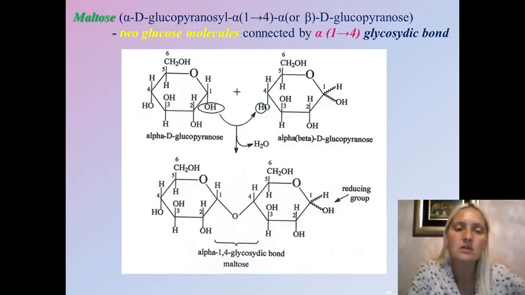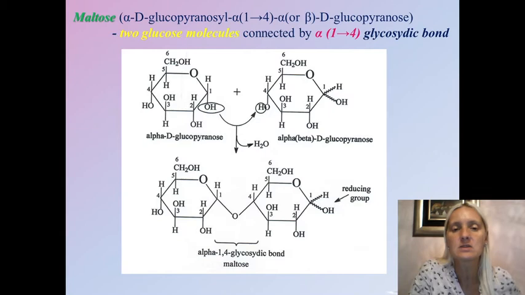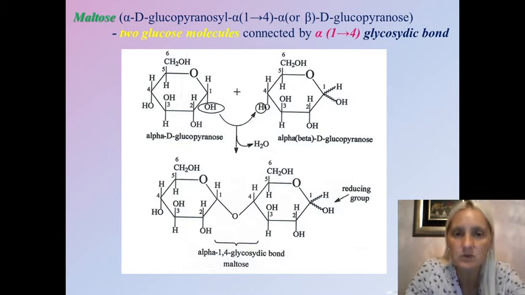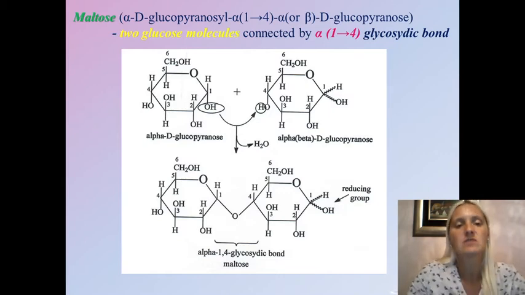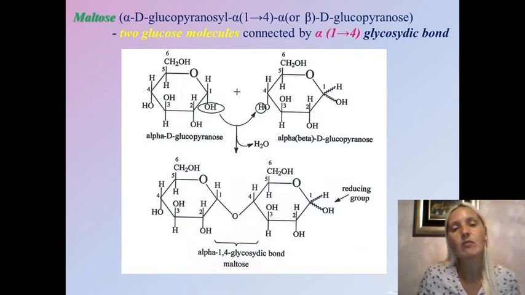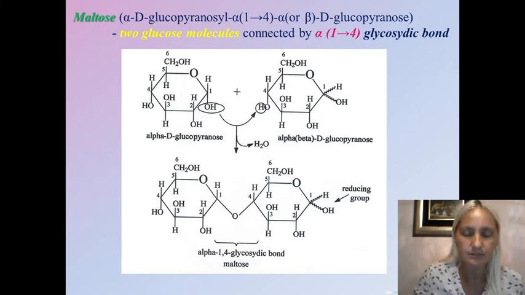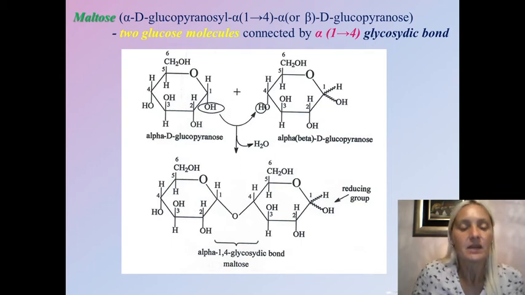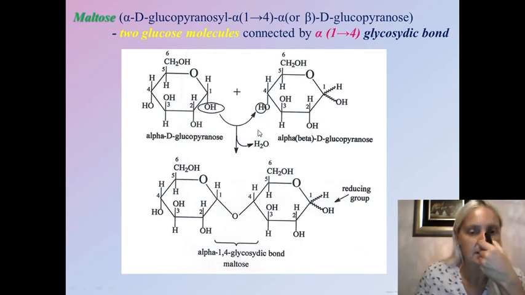So maltose, or alpha-D-glucopyranosyl-alpha-1,4-alpha or beta-D-glucopyranose, is the chemical name. It consists of 2 molecules of glucose, and those are connected by the so-called alpha-1,4 glycosidic bond. Let me explain the formation of the glycosidic bond using this example.